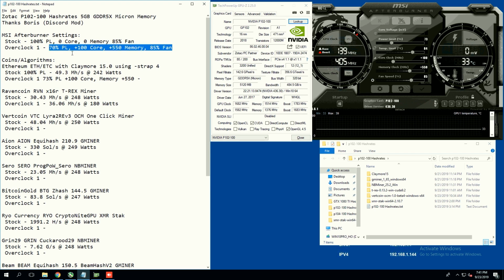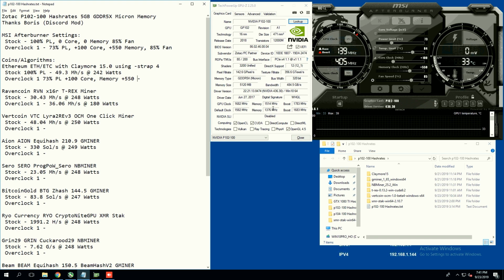Stick around if you want to see all of the hash rates for the 70% power limit. Actually, sorry, 73% power limit. This is the best power limit number for this P102 that I've been doing testing with, plus 100 core and then plus 550 memory.